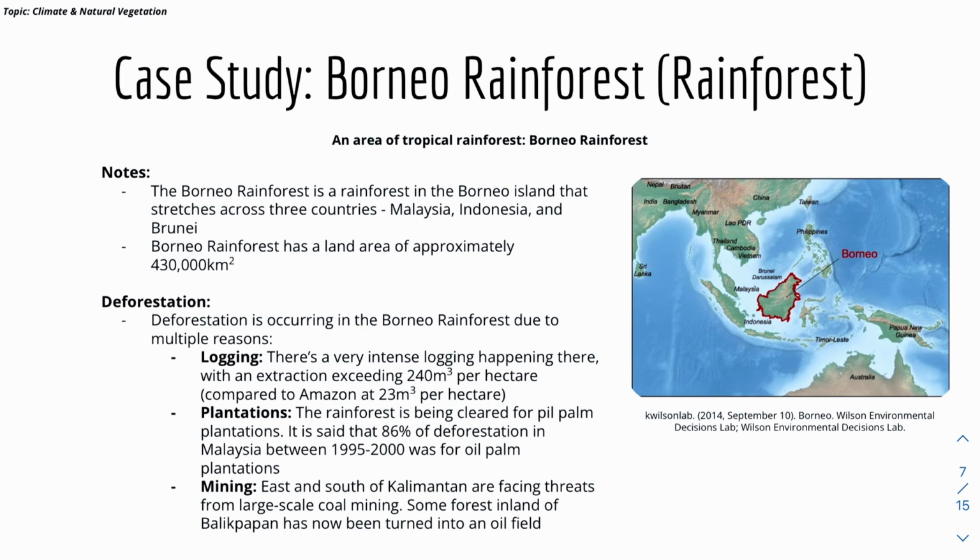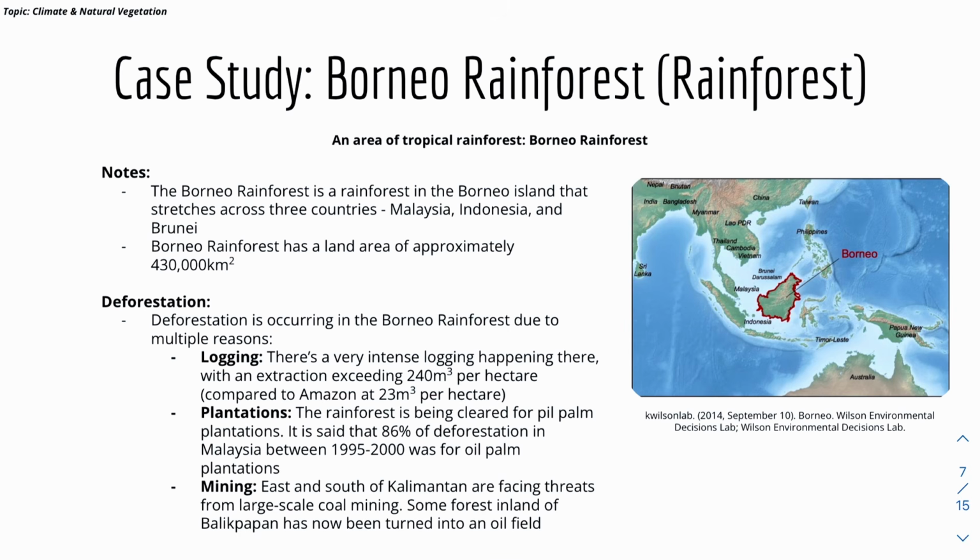Then we'll look at the case study, which is an area of tropical rainforest, the Borneo Rainforest. So here's a quick note. The Borneo Rainforest is a rainforest on Borneo Island that stretches across 3 countries, Malaysia, Indonesia, and Brunei. It has an area of approximately 430,000 kilometers squared. So here's the location right here. We have Malaysia, Indonesia, and the Borneo Islands down here. So that's where the Borneo Rainforest is.